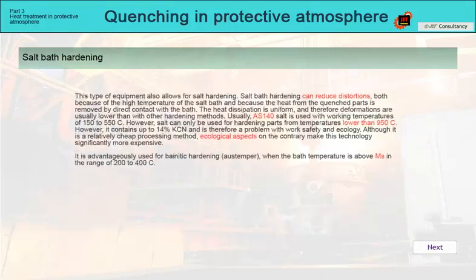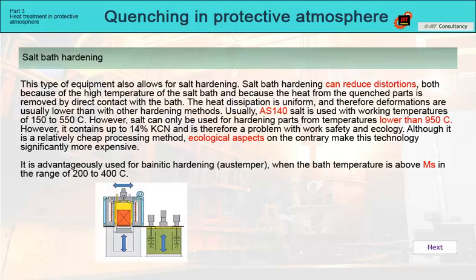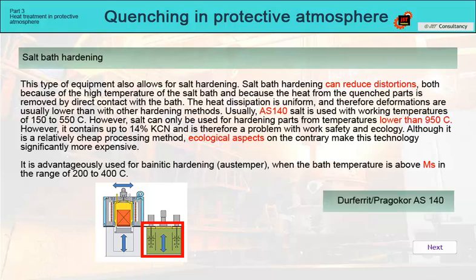This type of equipment also allows for salt bath hardening. Liquid salt bath can reduce distortions, both because of the high temperature of the salt bath and because the heat from the quenched parts is removed by direct contact with the bath. The heat dissipation is uniform, and therefore deformations are usually lower than with other hardening methods. Usually, AS 140 salt is used with working temperatures of 150 to 550 Celsius. However, salt can only be used for hardening parts from temperatures lower than 950 Celsius.